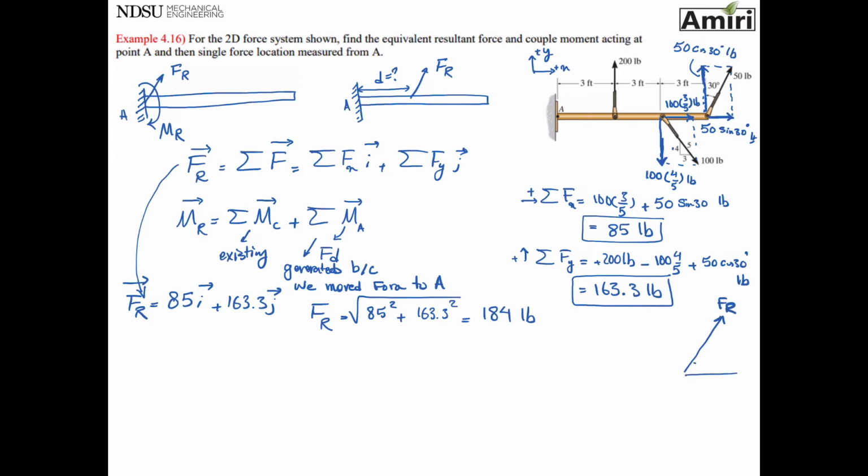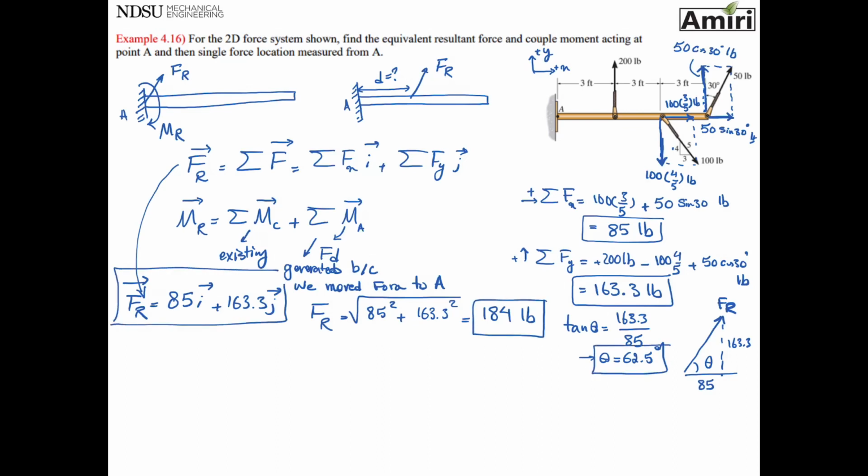Okay. One other thing that I can do is find the angle that FR is making. The y component is 163.3, the x component is 85, so tangent of that angle is going to be 163.3 over 85. This theta is going to be 62.25. So I found the magnitude, I found the vector format, I found the angle. I don't think there's anything else to find about this force. So this force, I'm just going to write the magnitude here, 184 pounds.